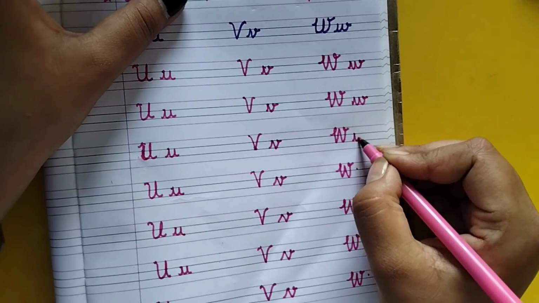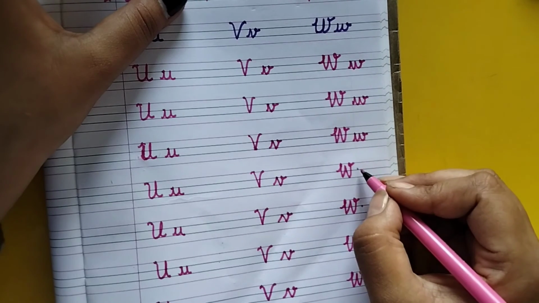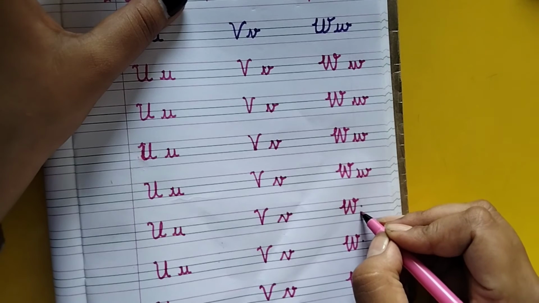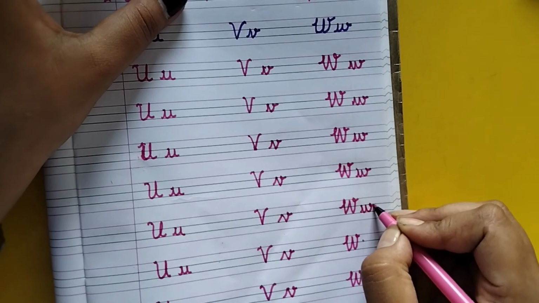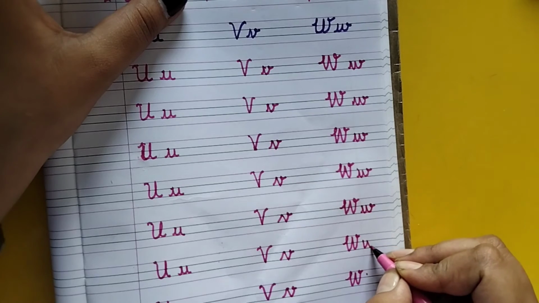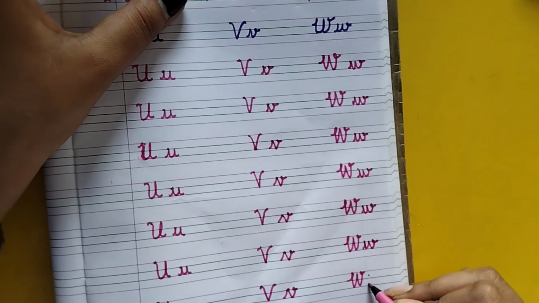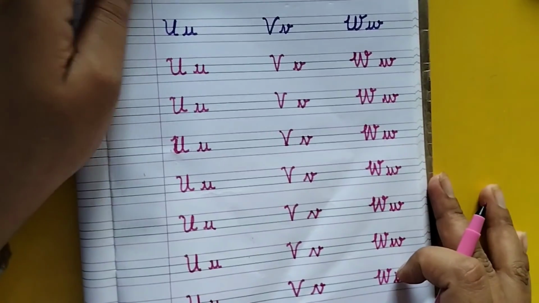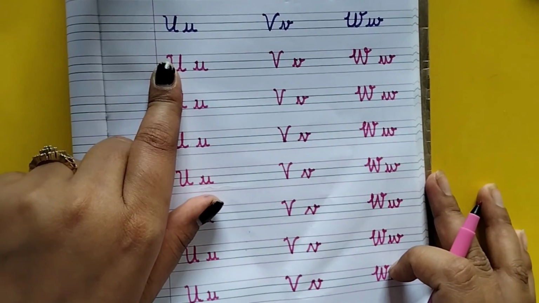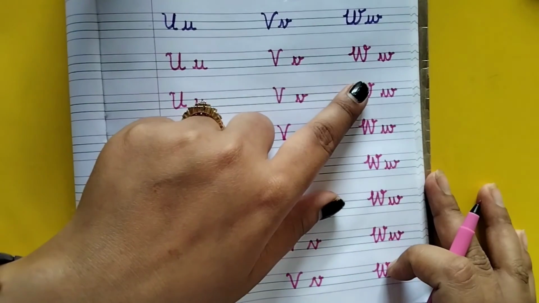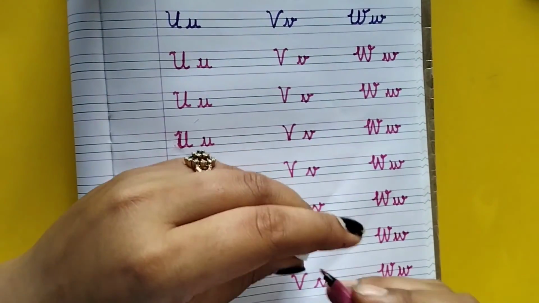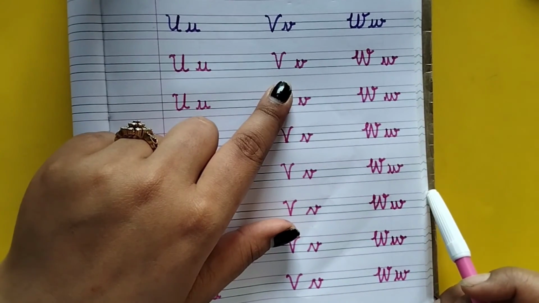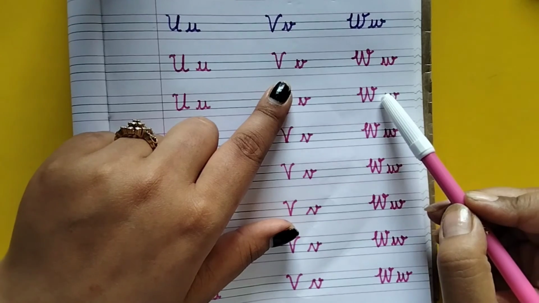W for watch. Okay, like this you have to make it. U for umbrella, V for van, W for watch. Have you got it, student? U for umbrella, V for van, W for watch.